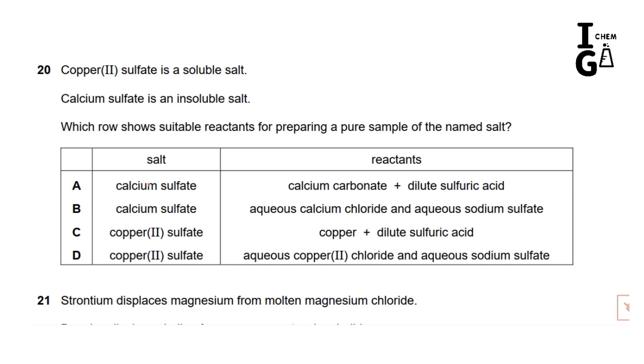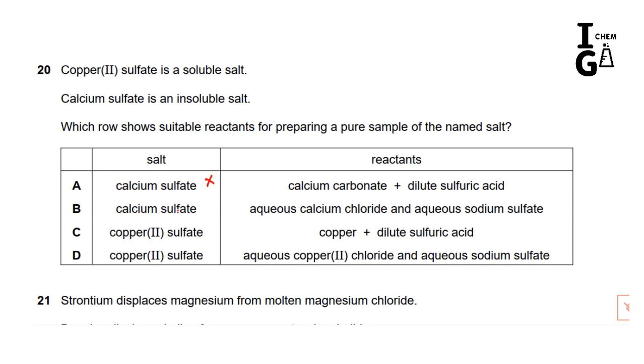The first one is calcium sulfate. Here we have calcium carbonate plus dilute sulfuric acid. Take care, guys, this is calcium carbonate. He didn't mention it is aqueous. So this one will not be pure, because it's not aqueous. We have a solid here. So this is not correct.